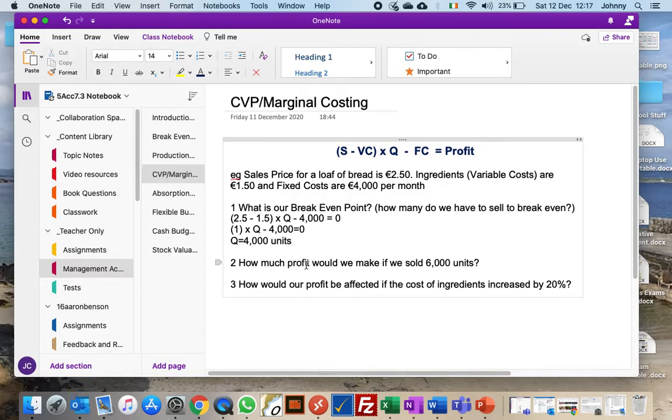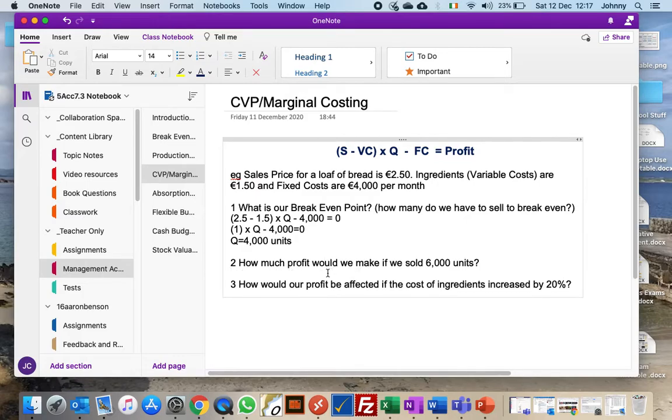This is not euros or money. So that means if we produce and sell more than 4,000, we're going to make a profit. If we produce or sell less than 4,000 units, we're going to make a loss. Okay, next one, question 2.